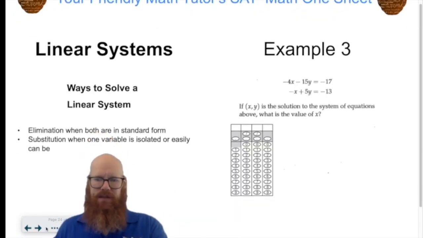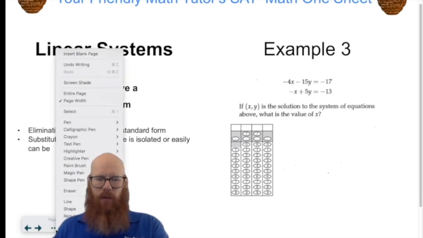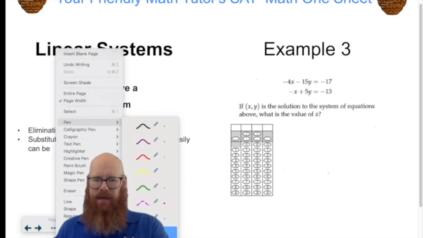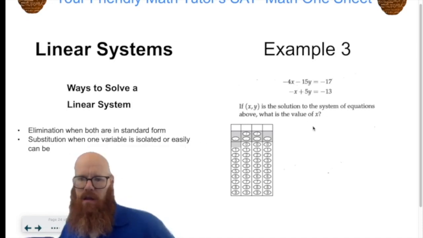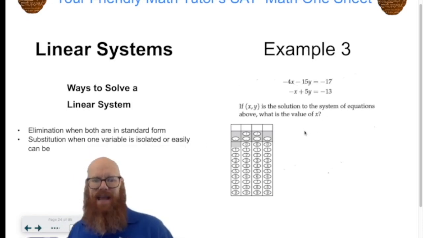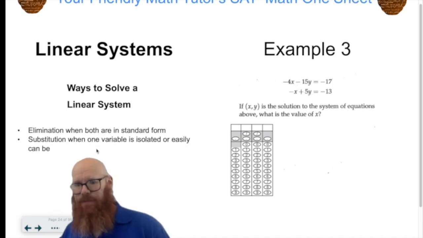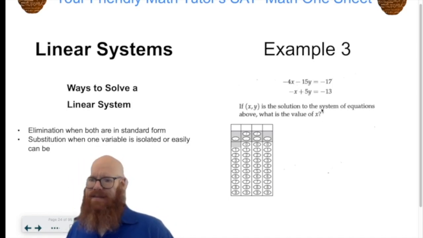So our third example is how we're going to solve a system for x. And if it's in standard form, I would use the elimination method. And further, I would eliminate the y's since we want to find the value of x. So I'm going to eliminate the y's by multiplying the second equation by 3. So I'm going to get negative 12x.